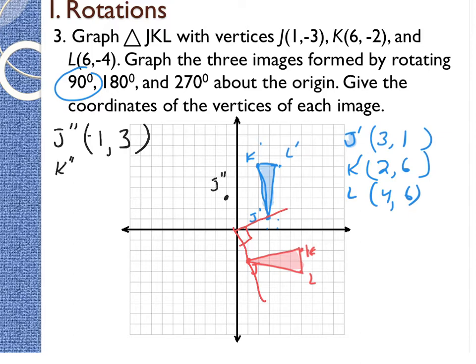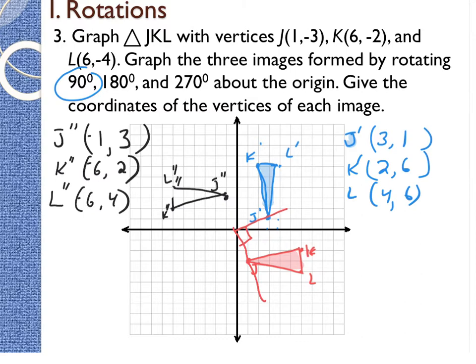We're going to go to K. We keep them in the same order, but we swap the signs, negative, positive. All right, so that's going to be K double prime. And then L, we're going to keep them in the same order, and they're going to swap signs. So -6, 4. So that was going to be L double prime.